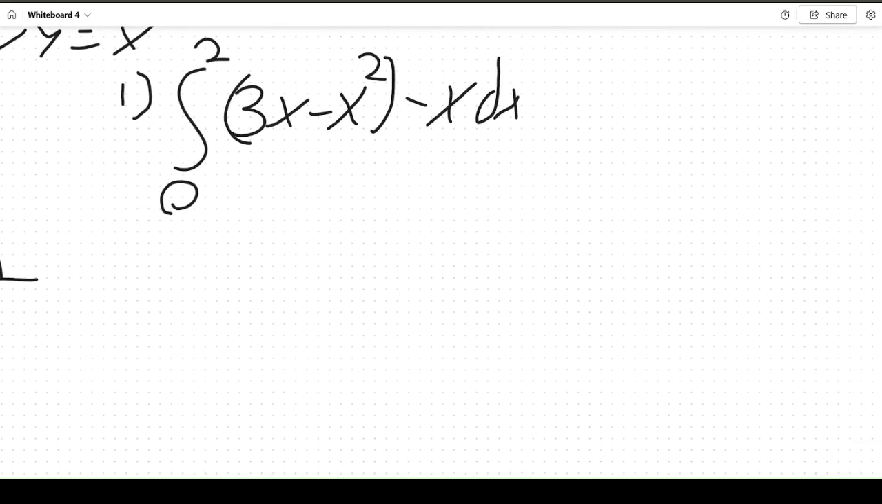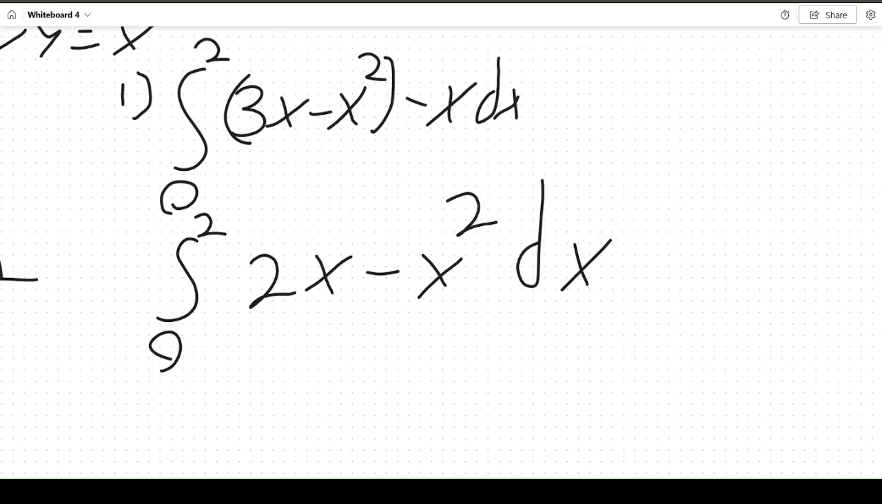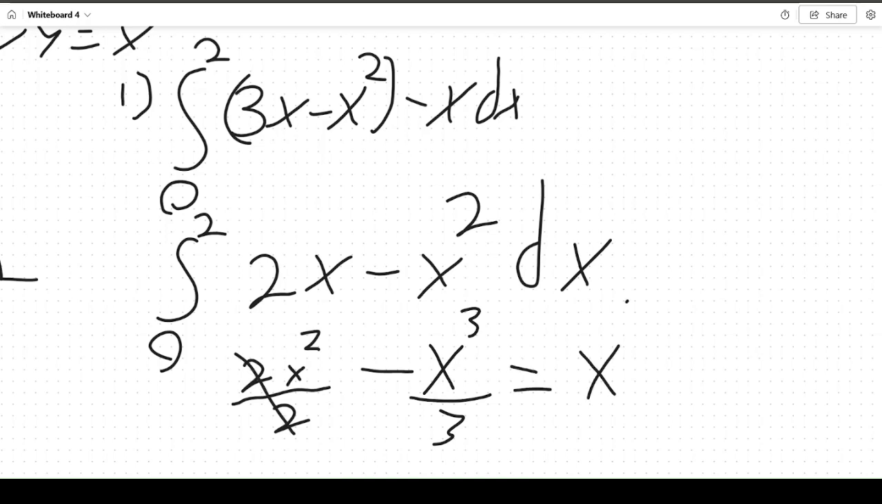So this is easy, you can subtract 3x by x. That will be 2x minus x squared dx. Now we have to integrate. This is basically just integration at this point. So 2x squared over 2 minus x to the 2 plus 1 equals 3 over 3. The 2 cancels out, and we get x squared minus x cubed over 3.